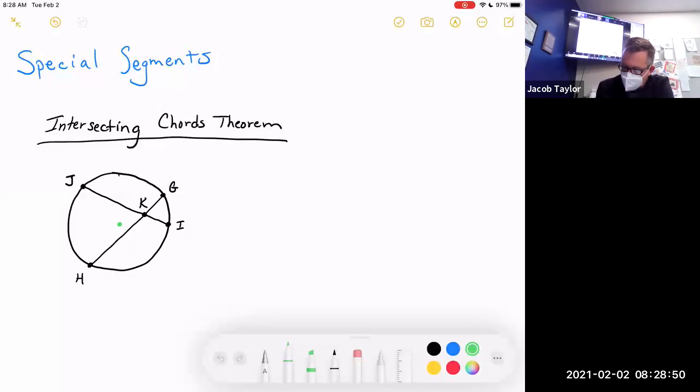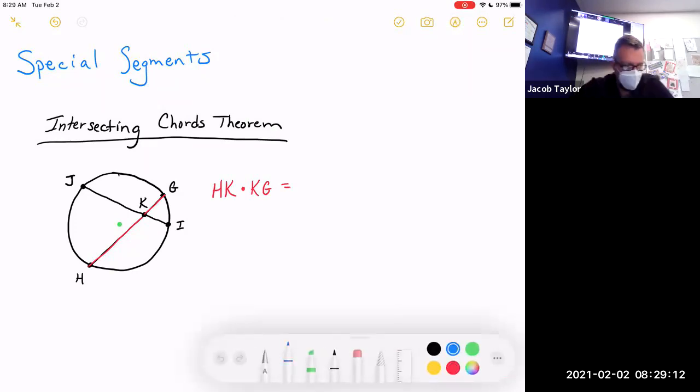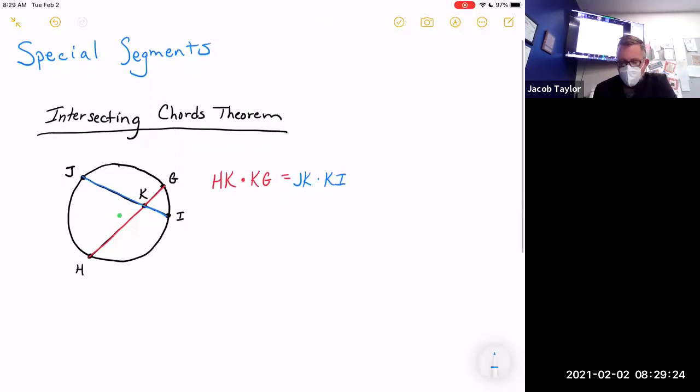Here's what the theorem looks like. It says, if I take segment HK right here, and I multiply it by the rest of the chord, which is segment KG, that the product of the length of those two segments is equal to the product of the other two segments. So JK multiplied by KI. That's what the intersecting chords theorem says.